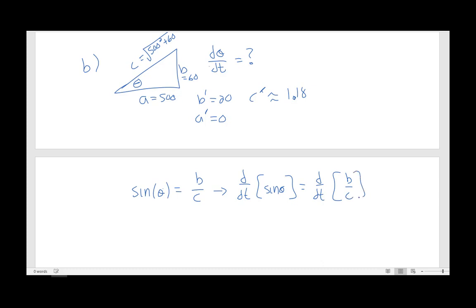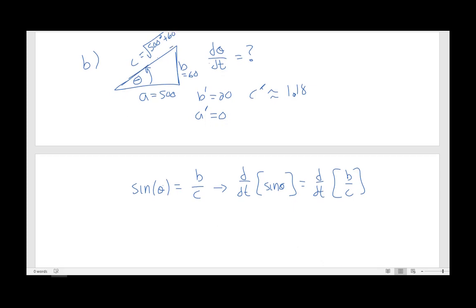All right, so again, I'm assuming that theta changes over time, which we know that it does, right? As the rocket rises, this angle is going to grow and grow. And then we know B changes over time, right? The rocket is rising. And we know C changes over time. We got that guy there.